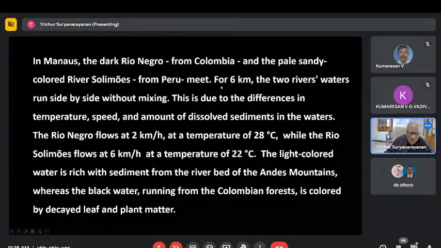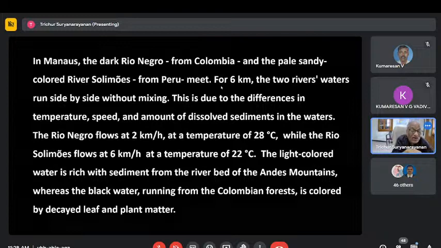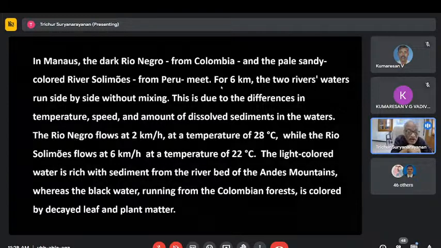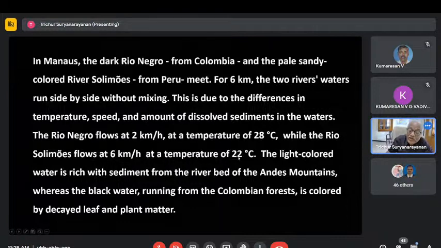And then, even though the two waters meet, they don't mix. For 6 kilometers, the two river waters, even though they touch and flow, touching each other, they will not mix. You can see the two rivers side by side. Why do they not mix? Because they differ in temperature, speed, and amount of dissolved sediments in the water. The Black River flows at the speed of 2 kilometers per hour. The White River flows at the rate of 6 kilometers per hour. The temperature of Black River is 28 degrees Celsius. The temperature of the White River is cooler, 22.